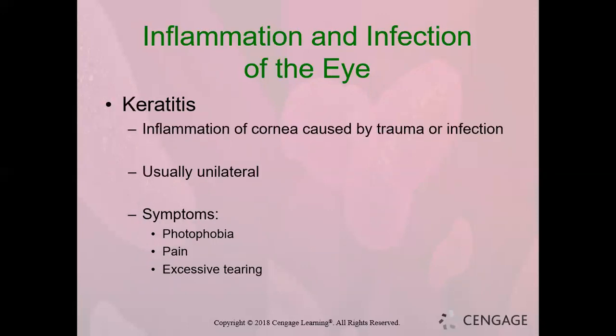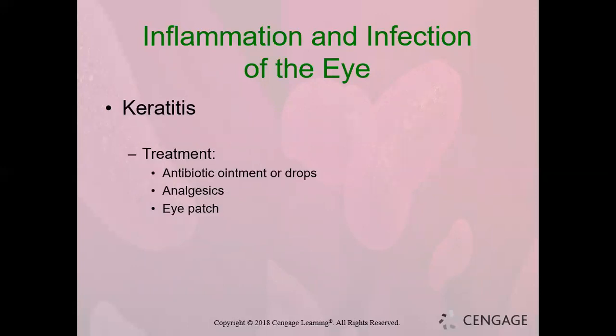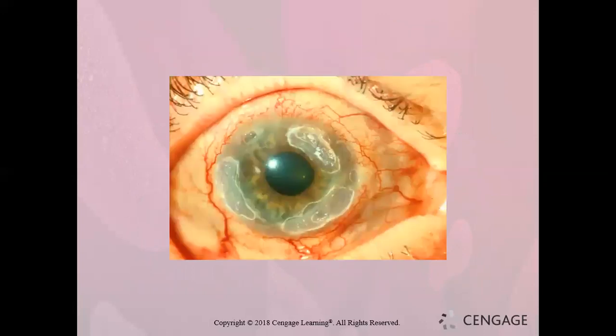Keratitis is inflammation of the cornea caused by trauma or infection. It's usually one-sided. Unilateral is going to be just one side, one eye, not the other. And they're going to be sensitive to light. That's what photophobia is. They're going to have pain and excessive tearing, but you're going to know it mainly because it's just one-sided. They're going to get antibiotic ointment or drops, pain medicine, and an eye patch. There you go. There's a picture.